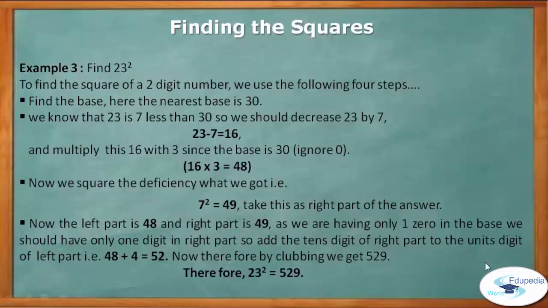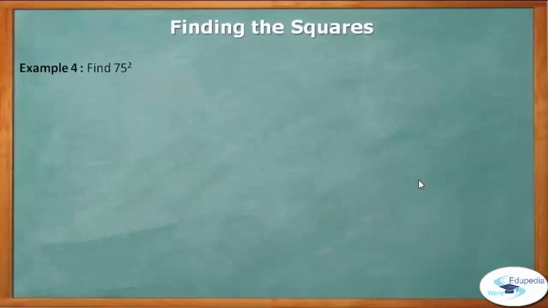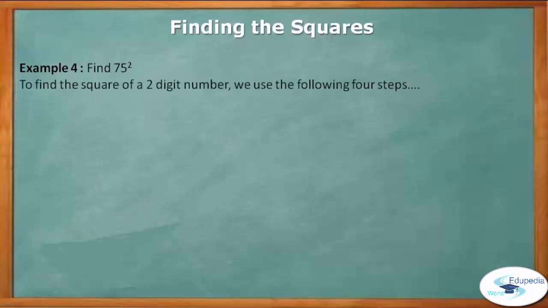Right guys, now let us have a look at one more example regarding the same Nikhilam Sutra in finding the squares. The example number 4 that I am going to take in this session is 75 square. In order to find the square of 75 by using Nikhilam Sutra, we use the same 4 steps. Step number 1, we have to find the nearest base to the number 75, and the nearest base is 80.